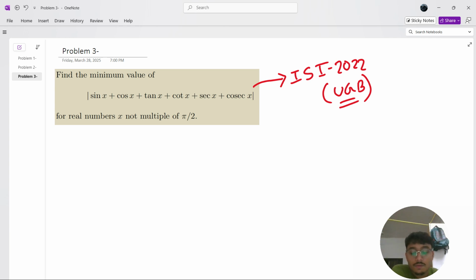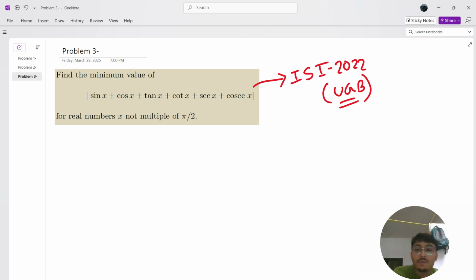Before this, two videos: one was CMA 2018 UGB, which is the second paper. The next one was a USMO question, the US Mathematical Olympiad question. Both are based on polynomials.